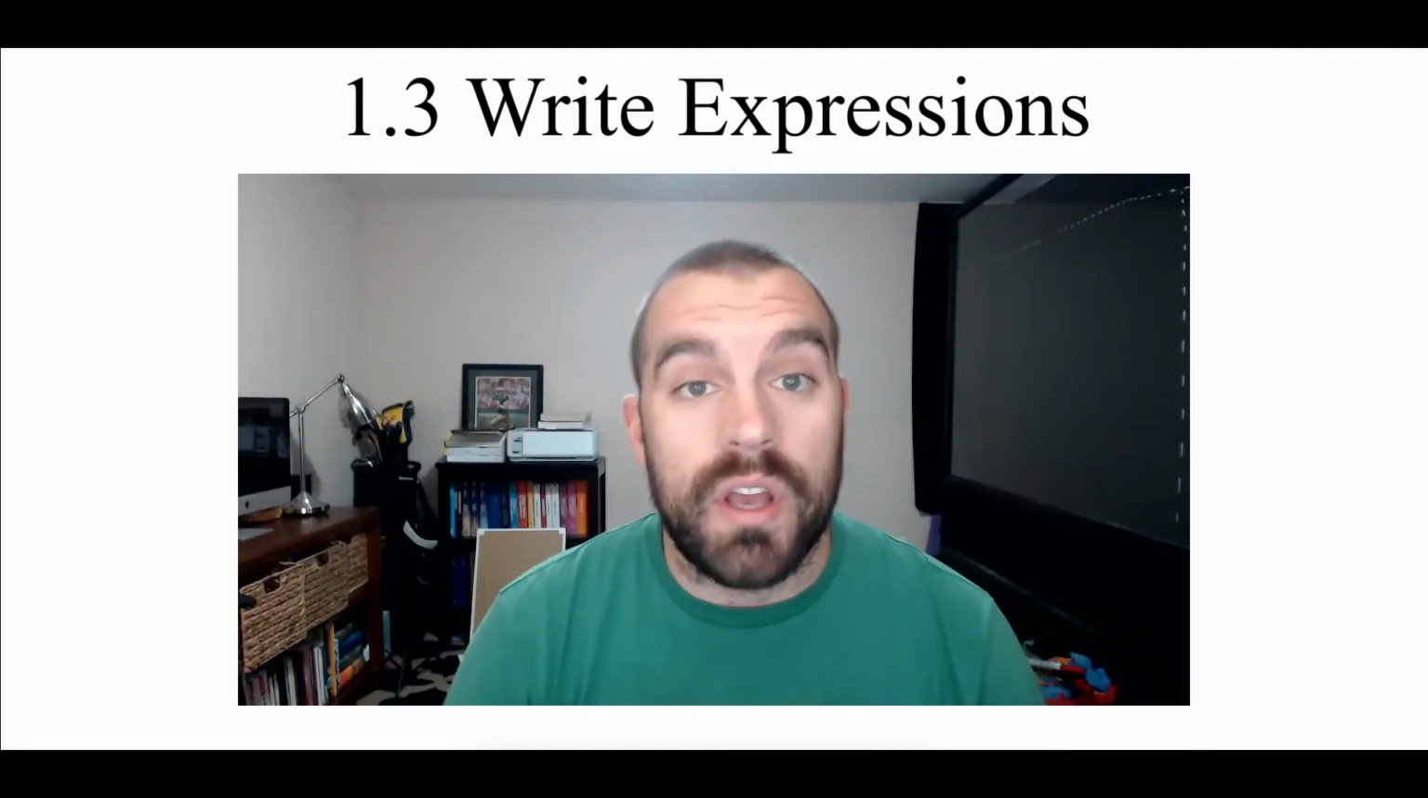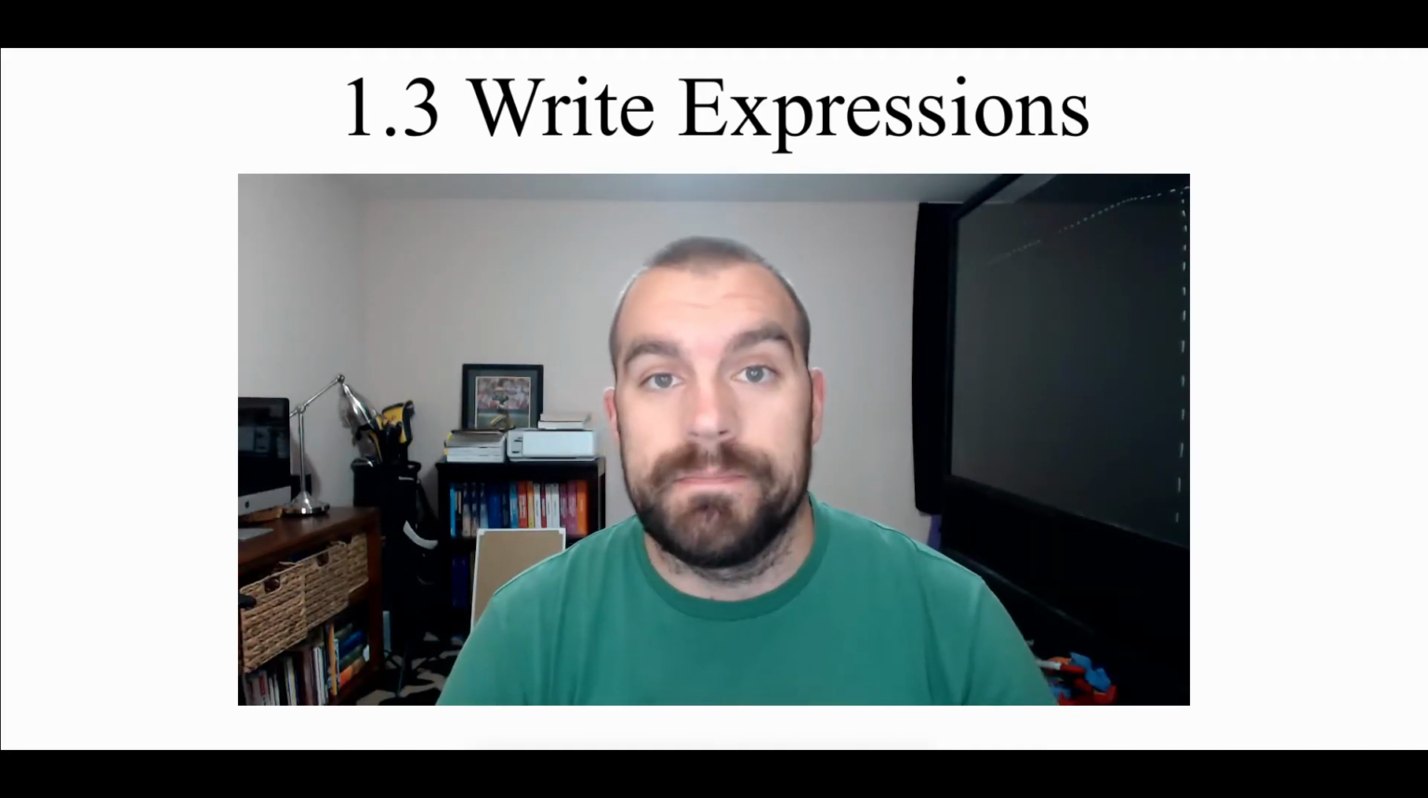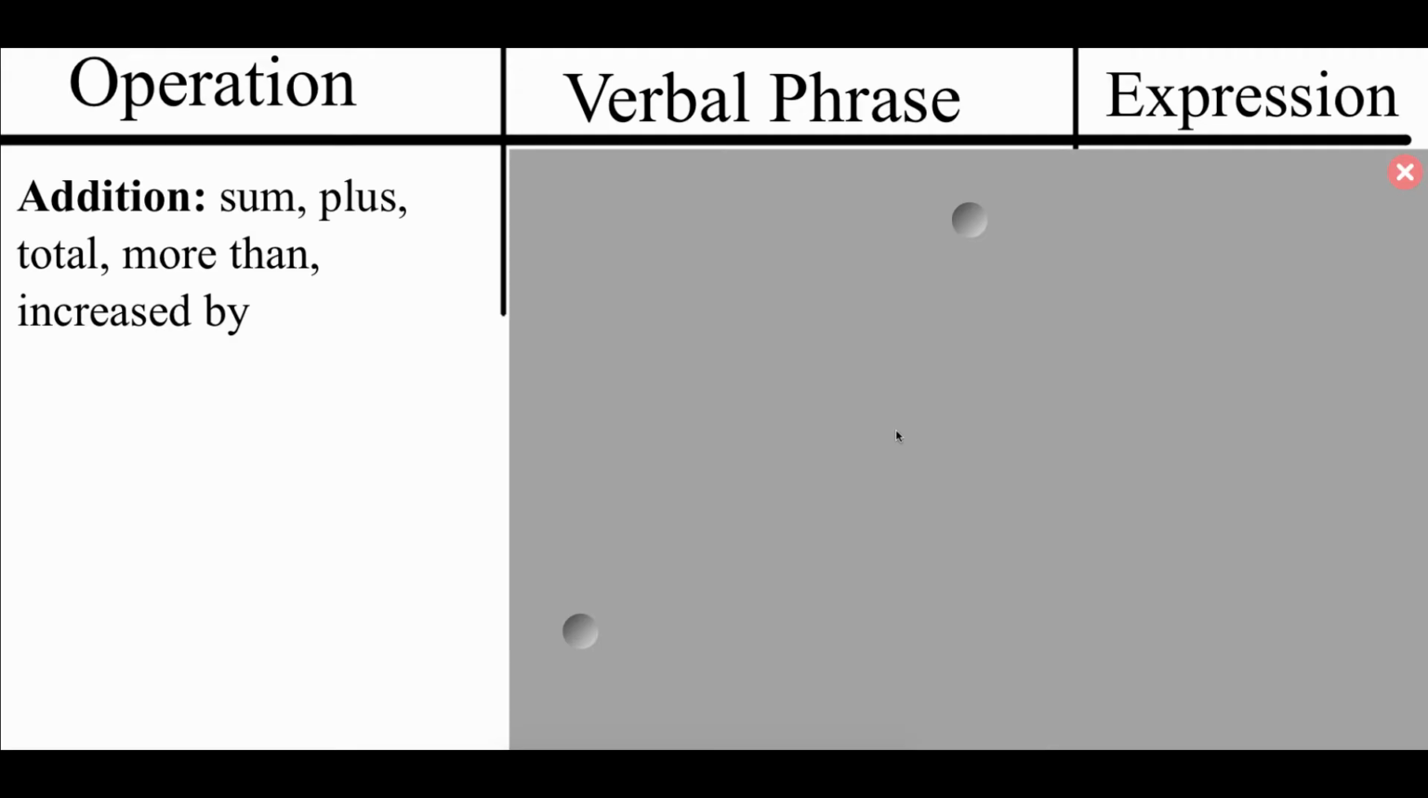In this video, we're going to look at writing some algebraic expressions. So what we're going to look at doing here is taking some verbal phrases and then translating those into algebraic expressions. There are going to be key words that we're looking for that tell us what operation we're going to be doing. In this first example, we're looking at addition. These keywords tell us that there's an addition problem happening: if we see the word sum, or plus, or total, or more than, or increased by, all of those mean that we have addition happening.